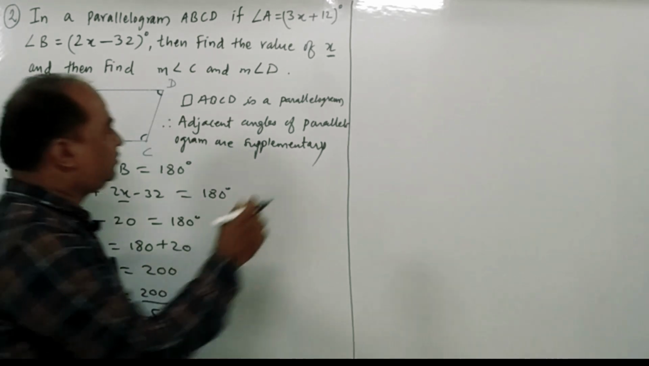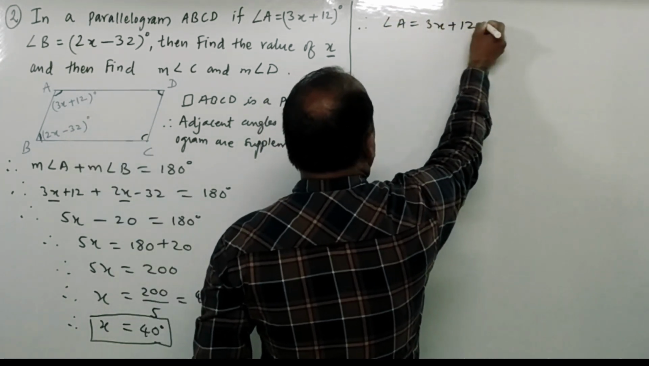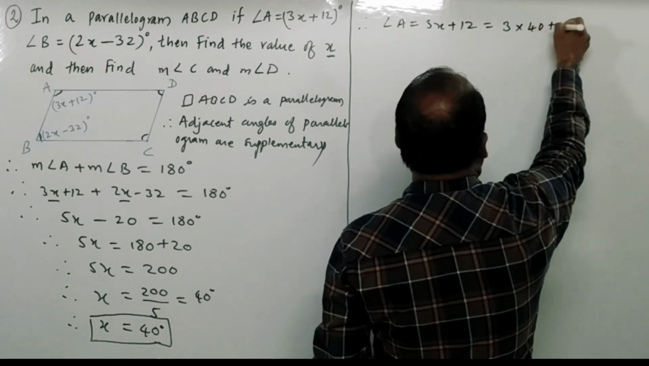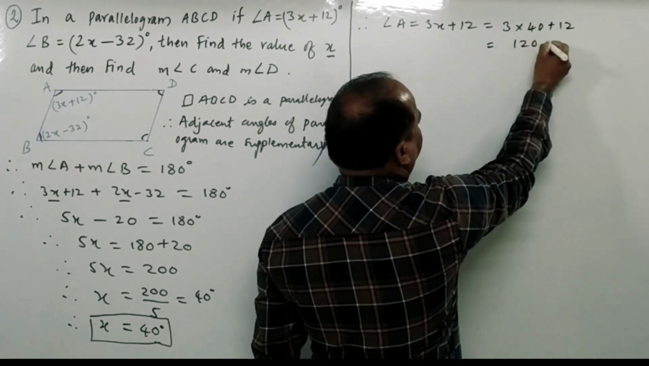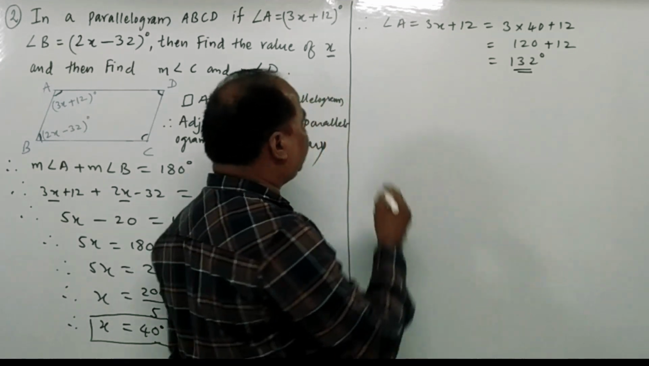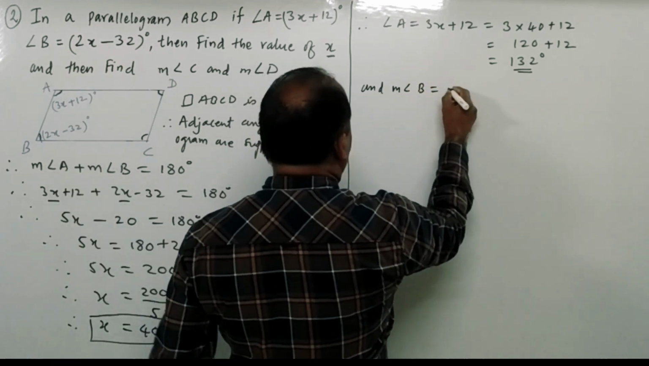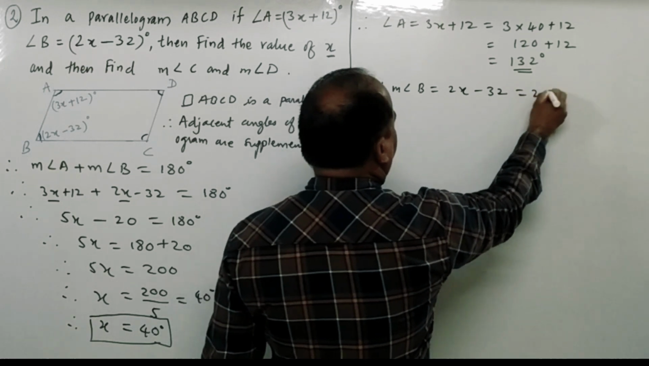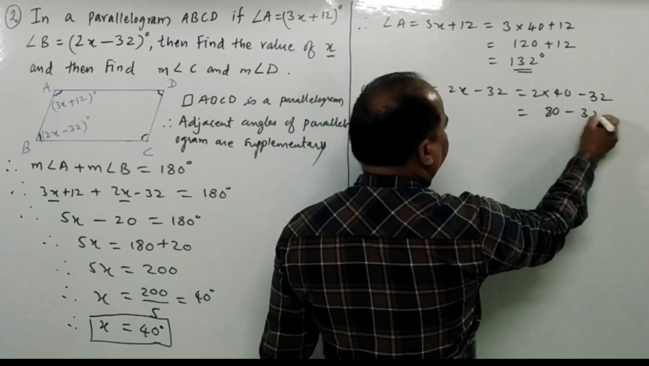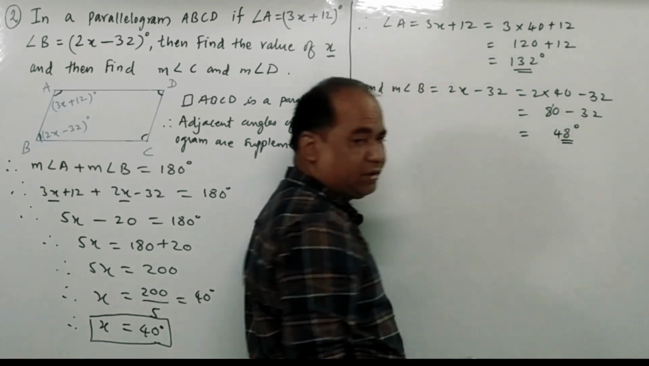Now we will find the measure of angle A and measure of angle B. Measure angle A is equal to 3x plus 12, which is equal to 3 into 40 plus 12, which is 120 plus 12, equal to 132 degrees. Now, measure angle B is equal to 2x minus 32, which is 2 into 40 minus 32, 80 minus 32, which is equal to 48 degrees.